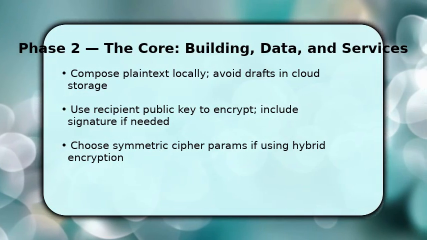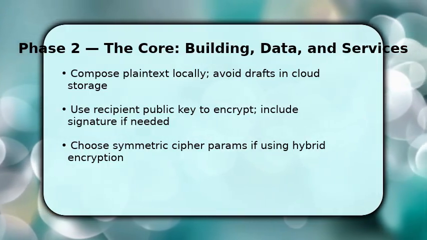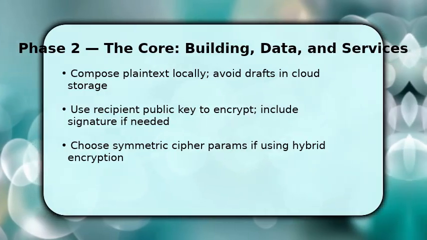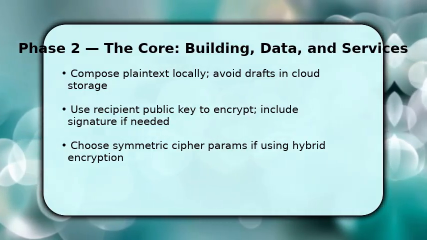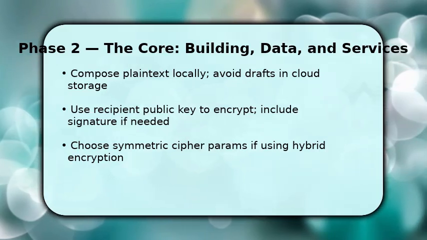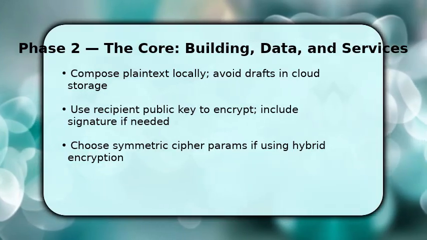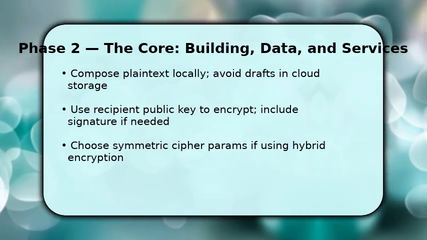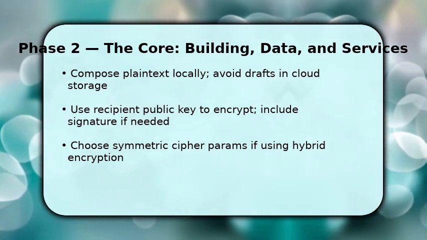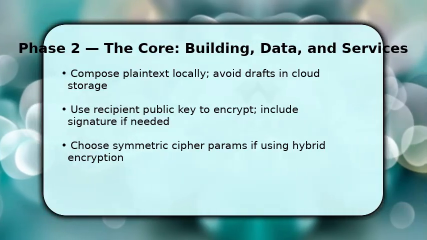Now encrypt the actual message. Compose your plaintext locally and avoid saving drafts in cloud accounts that aren't encrypted. Use the recipient's public key in your app or GPG command to encrypt. If required, attach your digital signature so the recipient can verify authenticity. For large files, the system will typically use hybrid encryption. Generate a random symmetric key, encrypt data with AES-256, then encrypt that key with the recipient's public key.